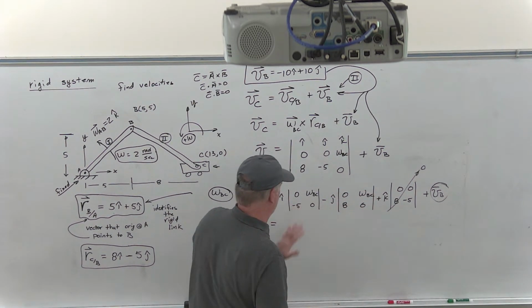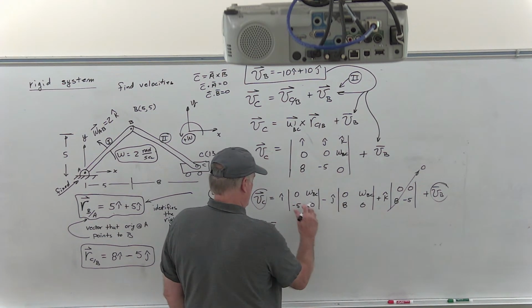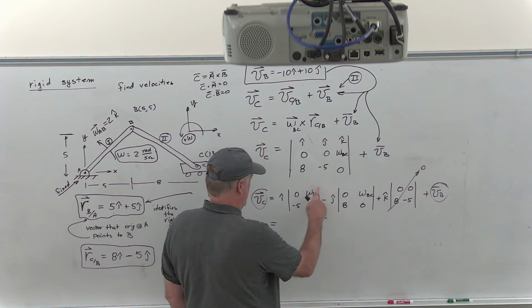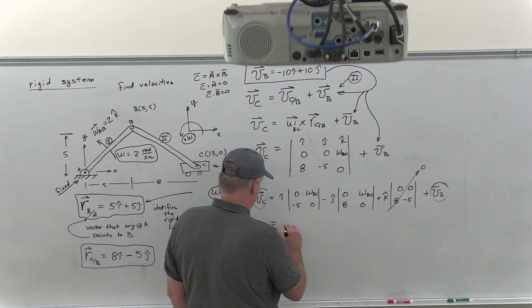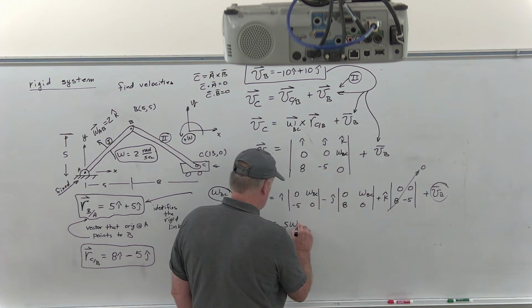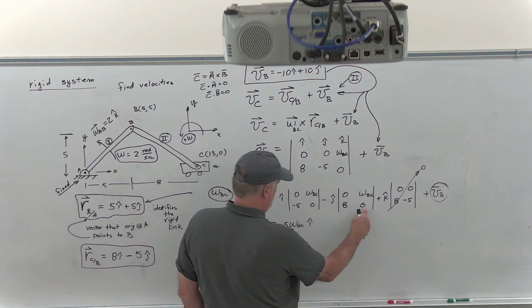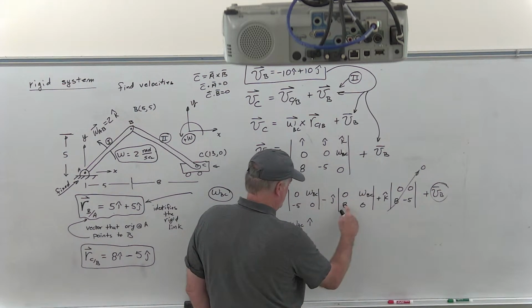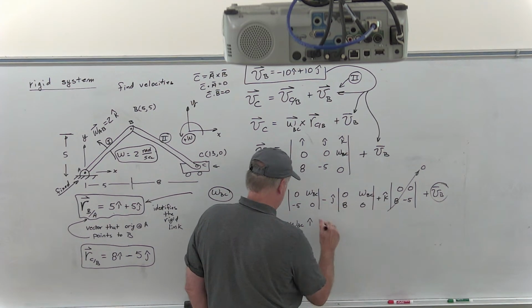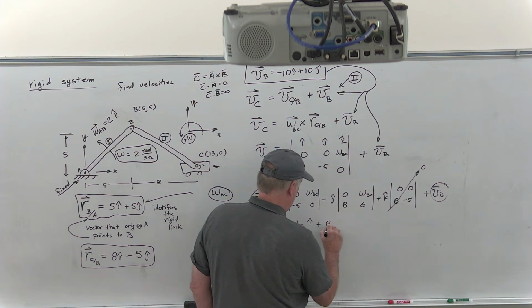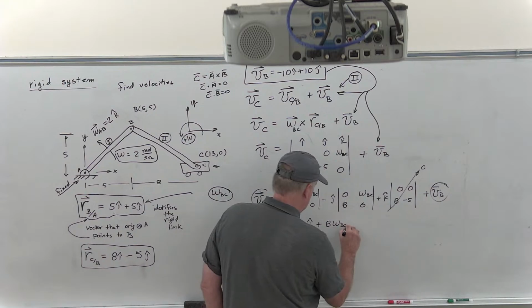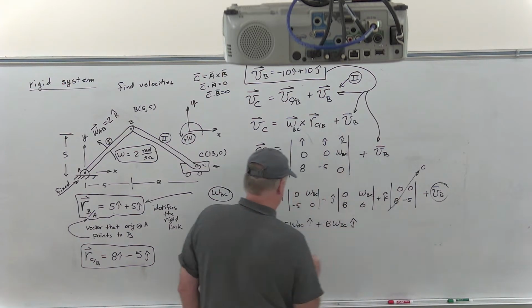The others are there. But, okay, so plus this times that, minus this times that. Was already a minus, so it'll be 5 omega BC I. This will be plus, this times this minus, but I got another minus. So I get plus 8 omega BC J. And I get nothing there.